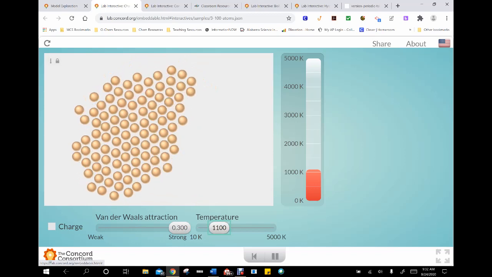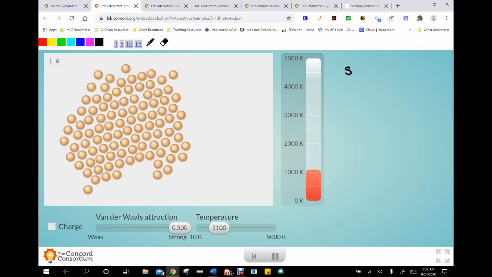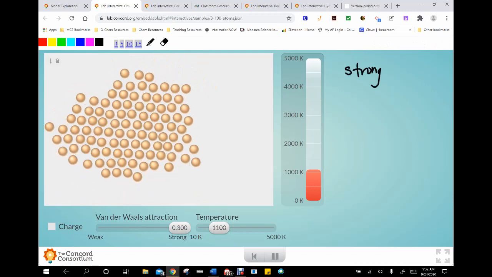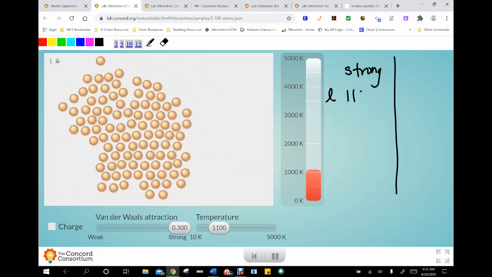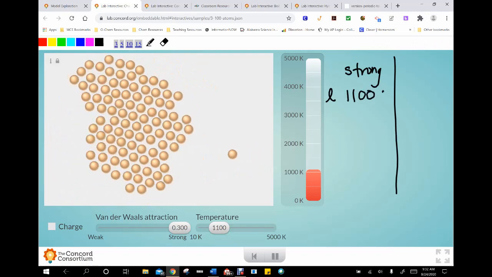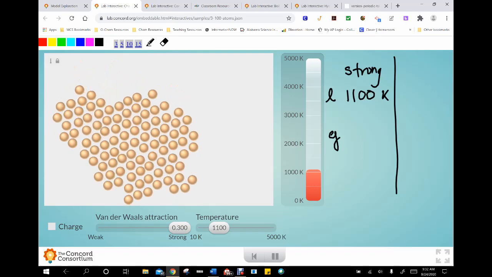So what we're seeing so far, we can just take a few notes here, is that when the attractions are strong, we first go to a liquid at about 1100 Kelvin. Let's see what temperature it takes us to get to a gas.